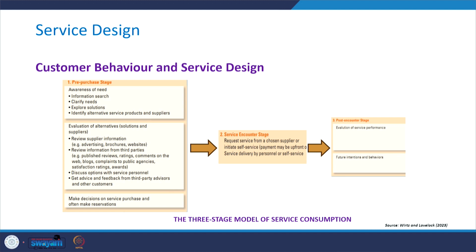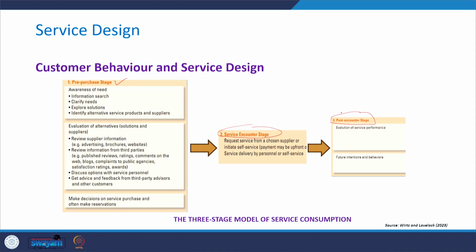So let's first understand customer behavior in the context of services as an offering, and then we will look at journey mapping in the services context before discussing service design. This chart or flow process describes the three different stages of customer behavior when a customer encounters a service experience. The first stage is known as the pre-purchase stage. The second one is the service encounter, and the third stage is the post-encounter stage.